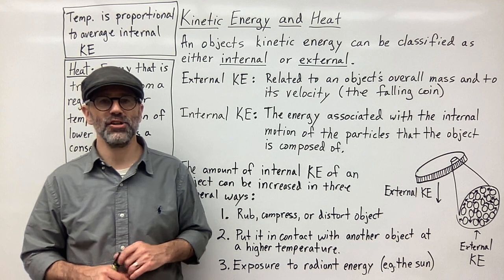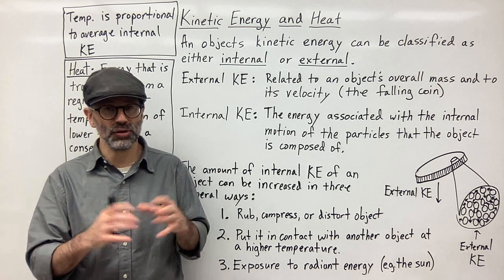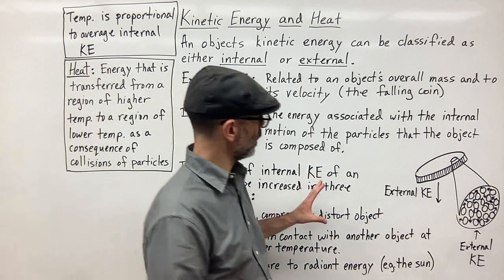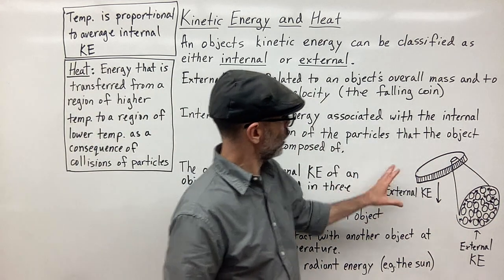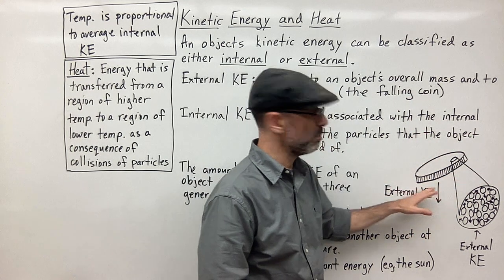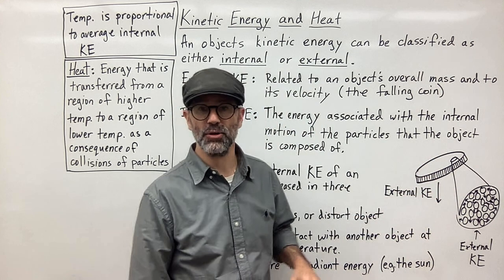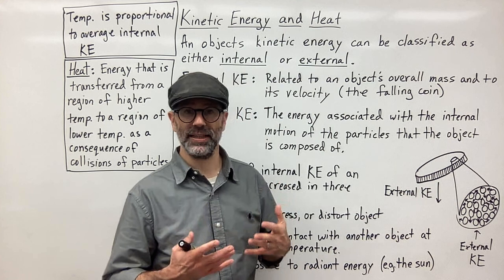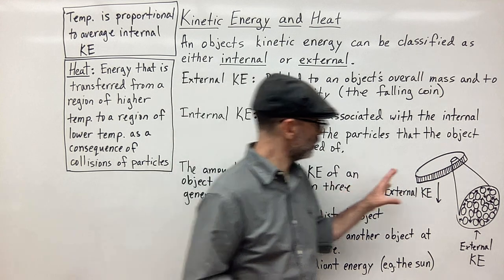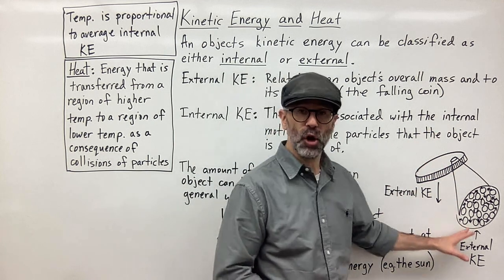The internal kinetic energy is the energy that's associated with the internal motion of the particles that the object is composed of. So if we look here at my picture of the coin, the whole coin is falling to the ground. This coin has a certain mass and a certain velocity. So I can use my 1/2 mv squared equation and calculate the external kinetic energy of the coin as a whole. But then this coin is also made up of particles, atoms, that are also in motion, right?